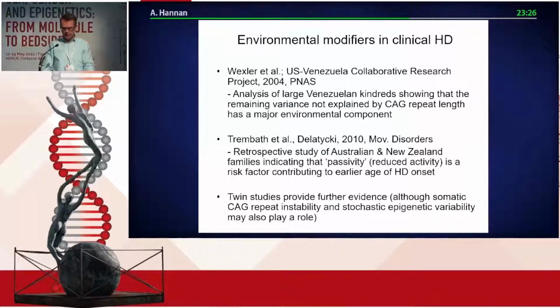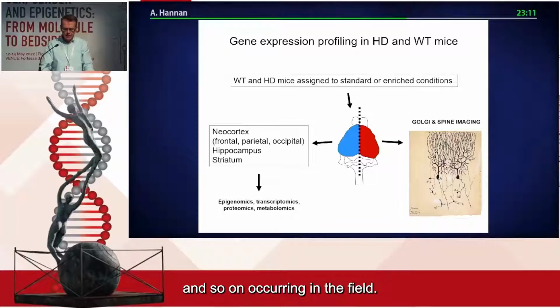done by Martin and colleagues, based on, I was sending them all the papers on Alzheimer's and dementia and so on, suggested that people who were more passive and less active for a given CAG repeat length had earlier onset. And now there are prospective intervention trials and so on occurring in the field.